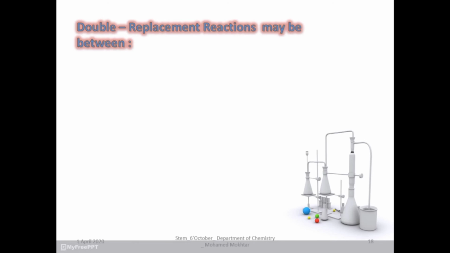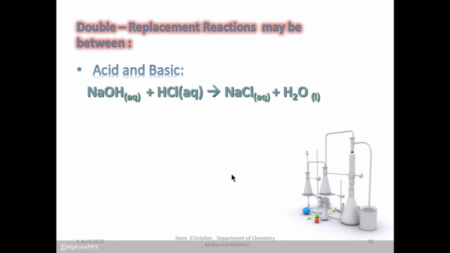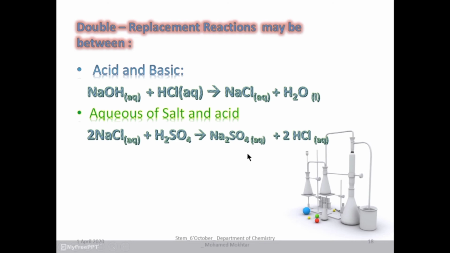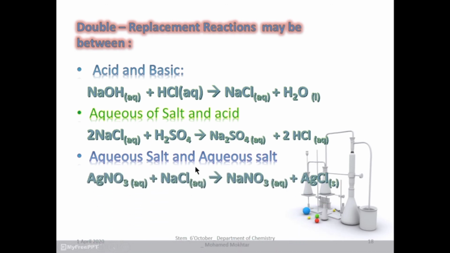This type of reaction may be between an acid and a base, like NaOH and HCl. It gives us salt and water generally. Maybe an aqueous salt with an acid gives us an aqueous solution of another salt and acid. Here Na replaces H and H replaces Na. Maybe between an aqueous solution of a salt and another aqueous salt, like this famous reaction that gives us a precipitate.